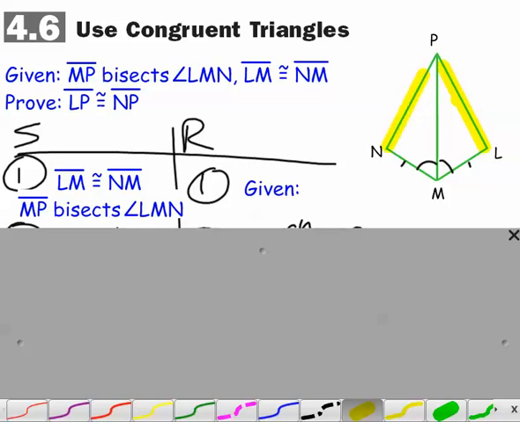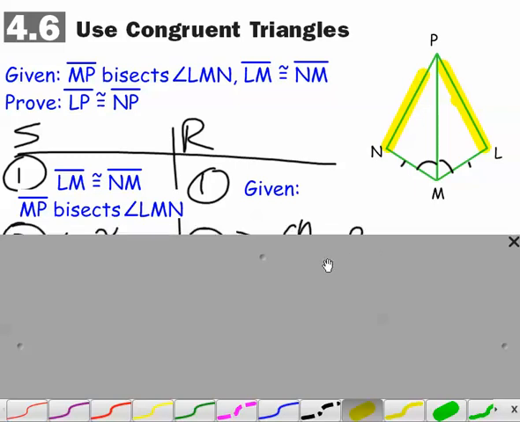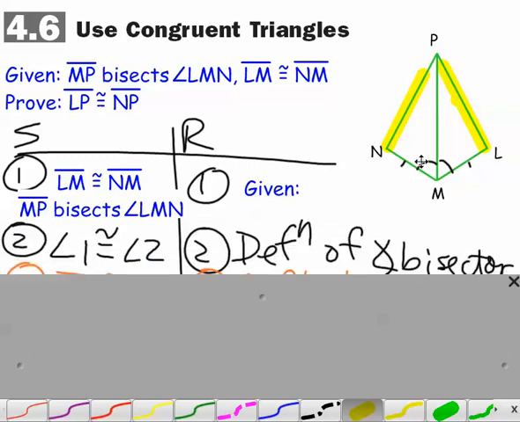Okay, so we'll start our proof with the given statements. And we already said as we drew the picture that if PM bisects angle LMN, we have a pair of congruent angles. And I'm going to go ahead and mark that as angle 1 and angle 2. And you can do that in your proof if it helps. So 1 is right here, 2 is right here. And we know that those two are congruent by definition of angle bisectors. So let's look at what we have so far.